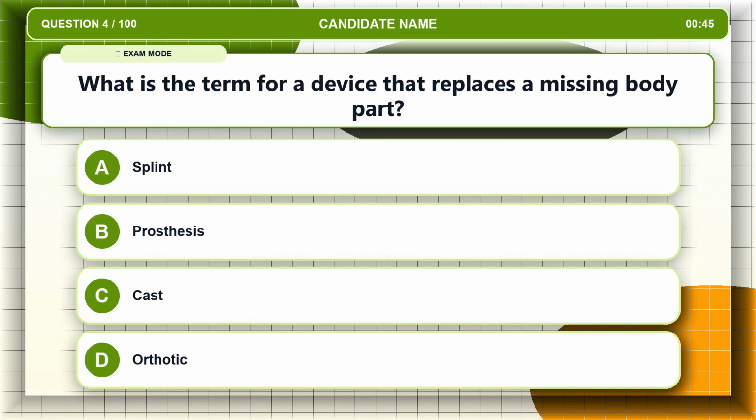Question 4. What is the term for a device that replaces a missing body part? Option A. Splint. Option B. Prosthesis. Option C. Cast. Option D. Orthotic.